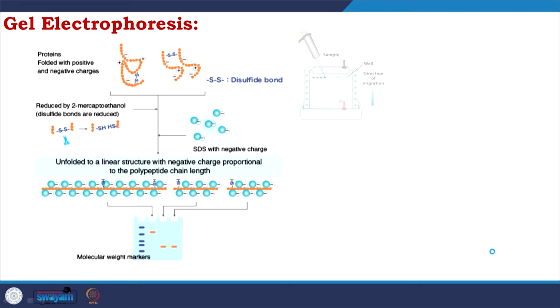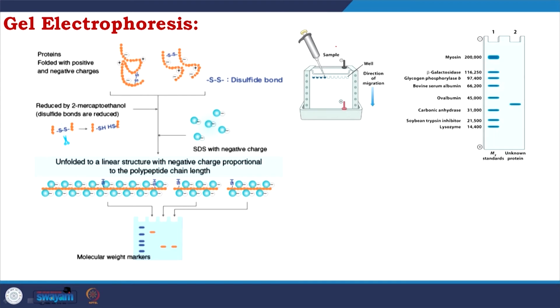Now, what you do, you have an apparatus like that and you load your protein here and you set up the chamber like that, it goes from the negative to positive. If you remember, the protein is negative, now it would go to the positive direction. So, when you run the gel, then you stain it and you will see the bands.